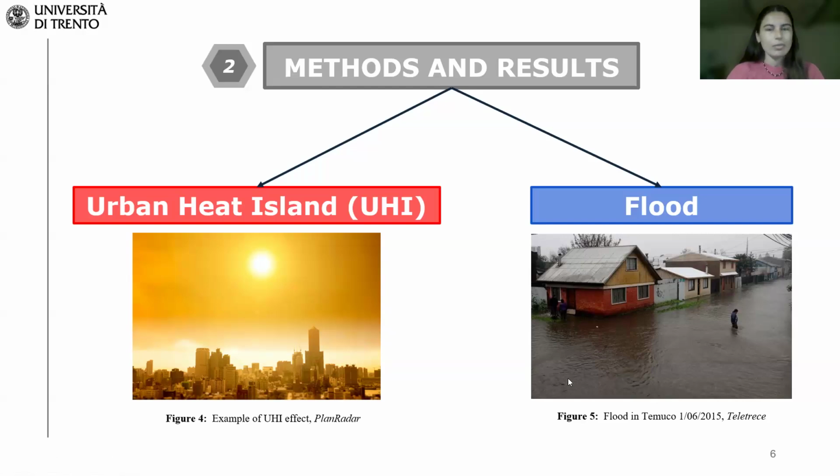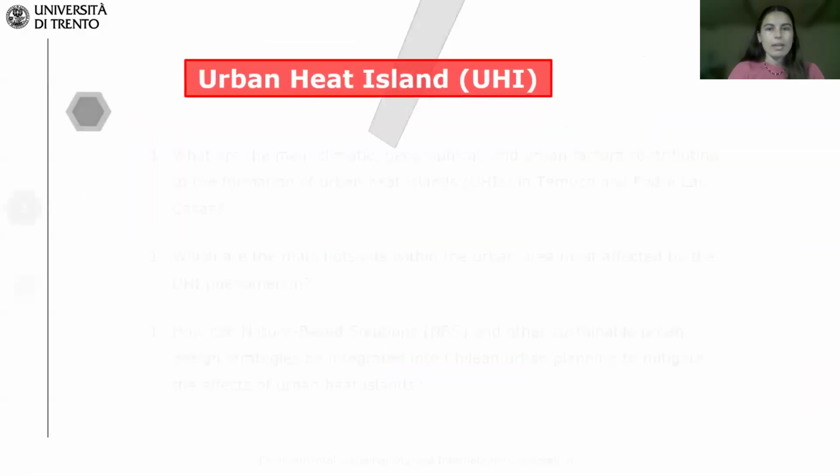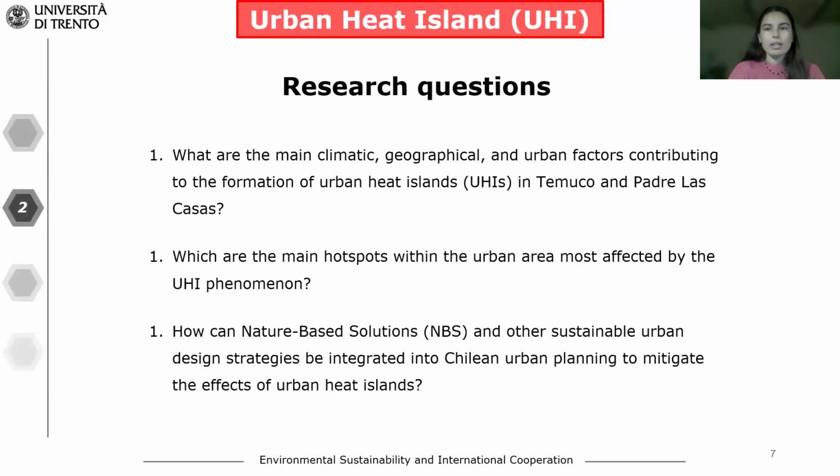As said before, Ludovica and I focus on the two environmental risks most perceived by local communities and authorities: the urban heat island and the floods. Regarding the urban heat island, characterized by higher temperatures in urban areas compared to the surrounding rural areas, the objectives of the chosen methodology were to analyze this phenomenon in the literature first, then study the current condition of the urban area, and then identify the most affected hotspots within it. These hotspots are crucial for the future implementation of nature-based solutions as climate adaptation measures for the cities.